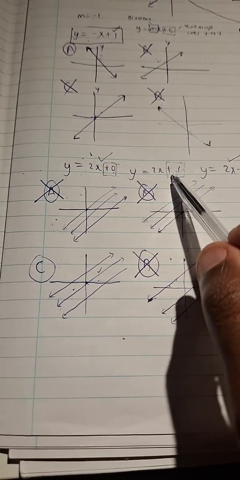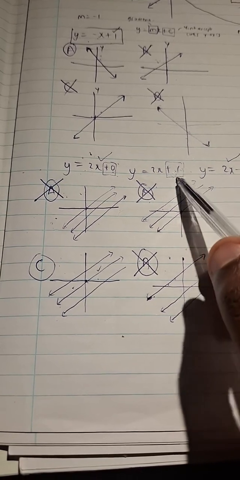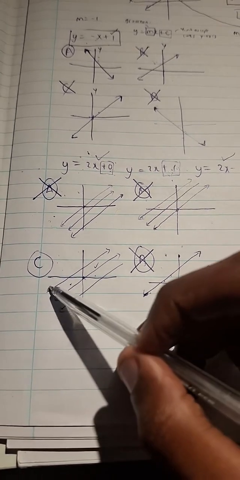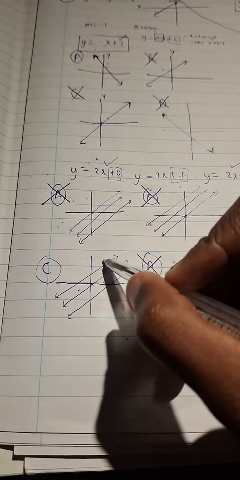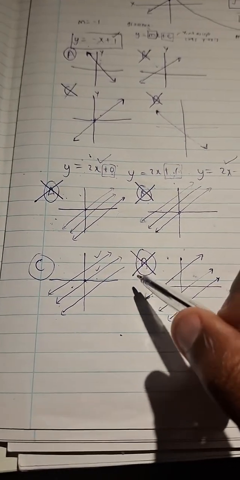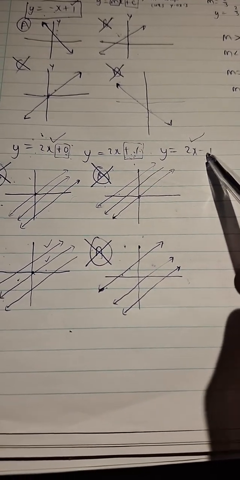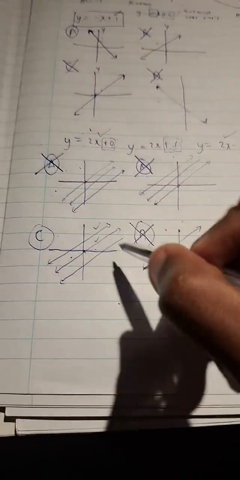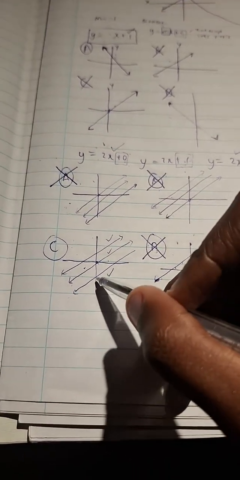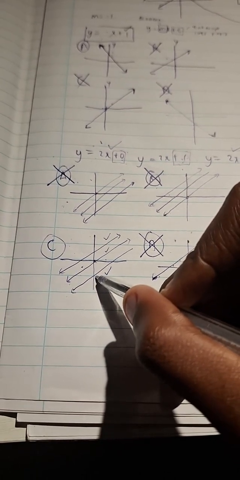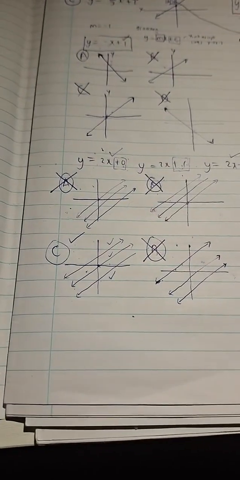What about where C is positive 1? The graph cutting through where y is positive. There it is. So that means we are accommodated in that option. Then lastly, where C is negative 1, in other words, where the y-intercept is negative 1, we are accommodated with this line because it's cutting through where y is negative. So 1, 2, 3, it means C is the answer.